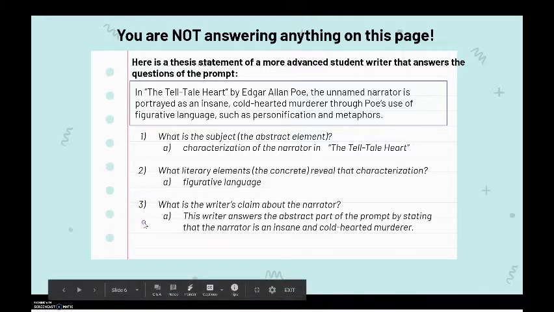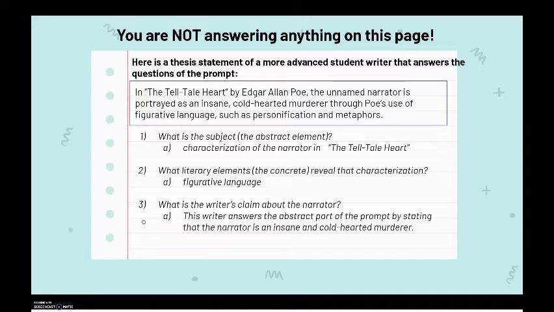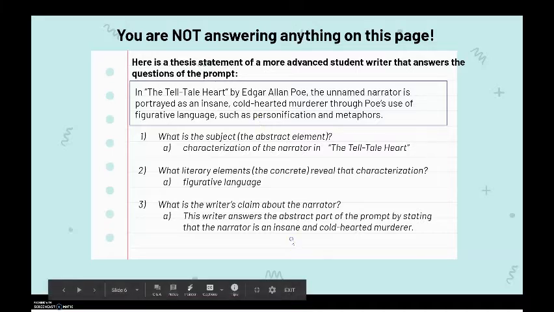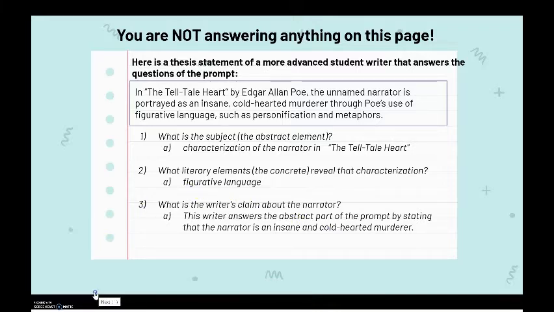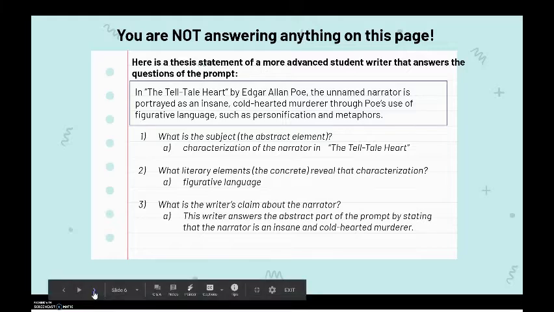Number 3, what is the writer's claim about the narrator? If you remember, the last person didn't make a claim. They had no opinion. But this writer answers the abstract part of the prompt by stating that the narrator is an insane, cold-hearted murderer. That's their opinion. So I know that in the rest of the essay, they're going to try to prove that the narrator is insane and cold-hearted, and they're going to prove it with figurative language. So this one was definitely an effective thesis statement.